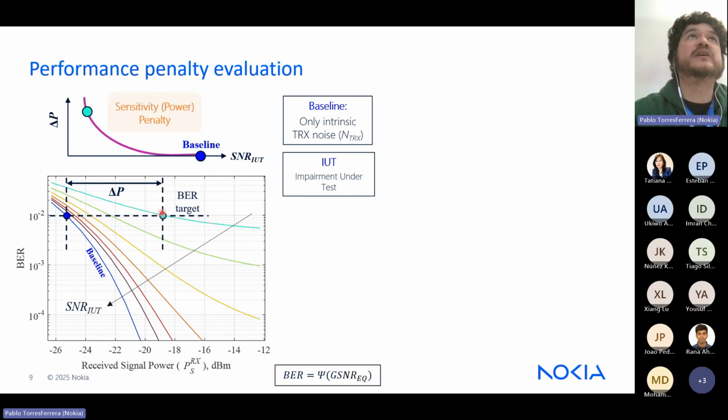And this is what we call the sensitivity penalty. This is the most typical metric in the access networks, because from this and knowing the transceiver power, you can estimate the optical power budget, which is a very important metric in these kinds of access networks.